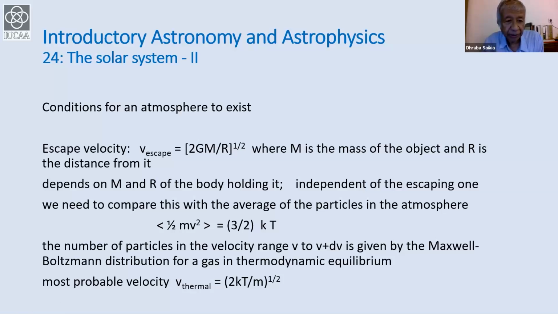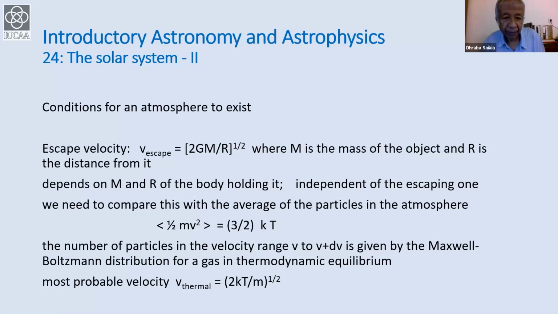So you can calculate the escape velocity due to gravity, right? Escape velocity is given by (2GM/r) to the power of half, where M is the mass of the object, and r is the distance from it. So if you take r as the radius of the planetary body, it depends on M and r, the radius of the body holding it. Okay.